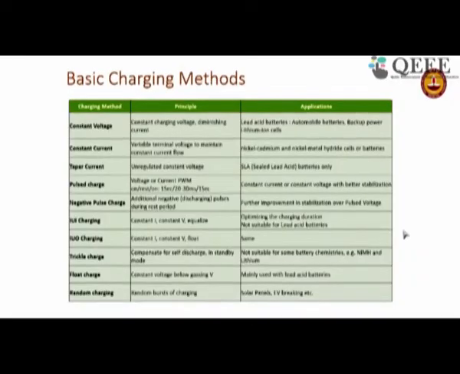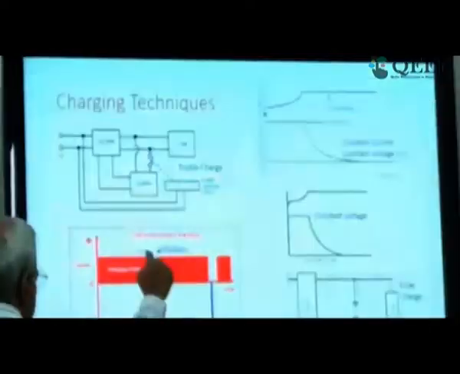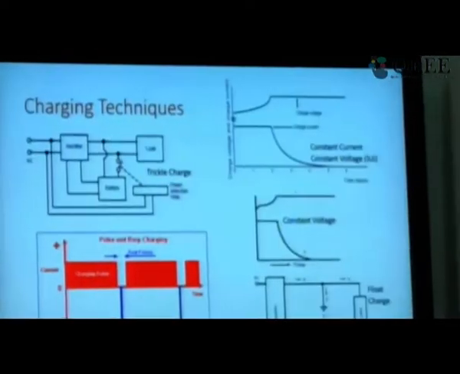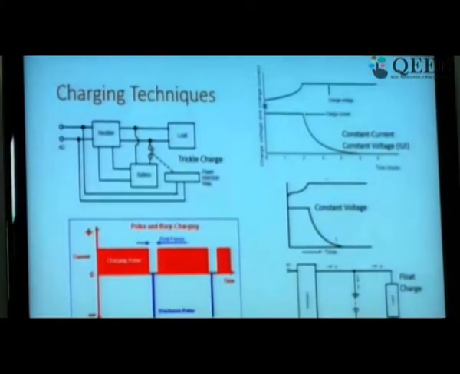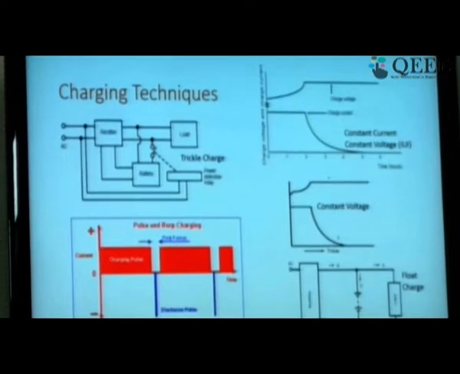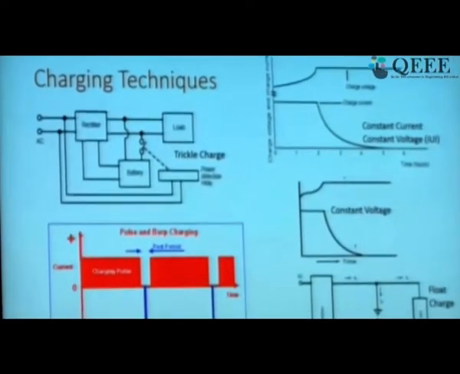There are various charging methods, and I'm not getting into all of them. These are important: trickle charge, constant voltage, and pulse charging, where you charge positive and then you charge negative. Why do you do that? When you charge positive, you generate some heat. You don't want continuous charge. Heat becomes so much of a problem that it can cause damage to the battery.